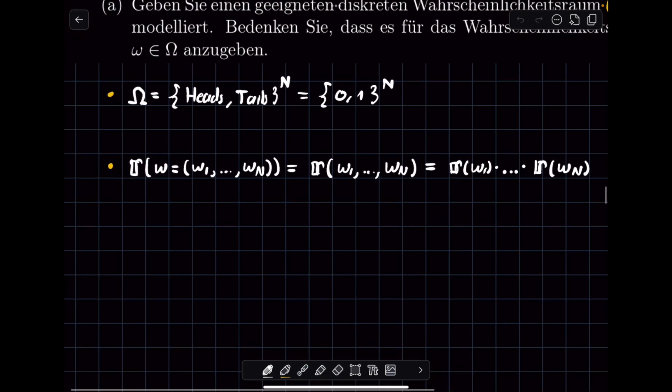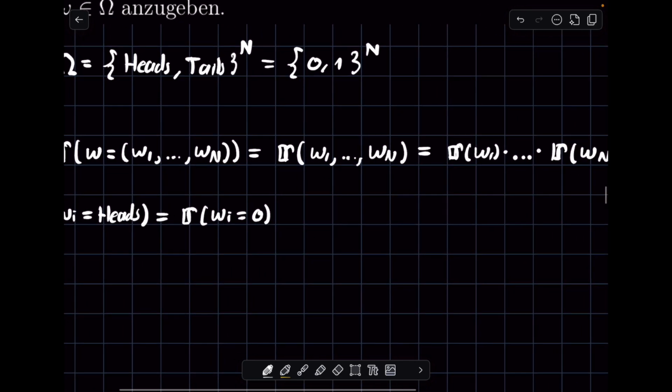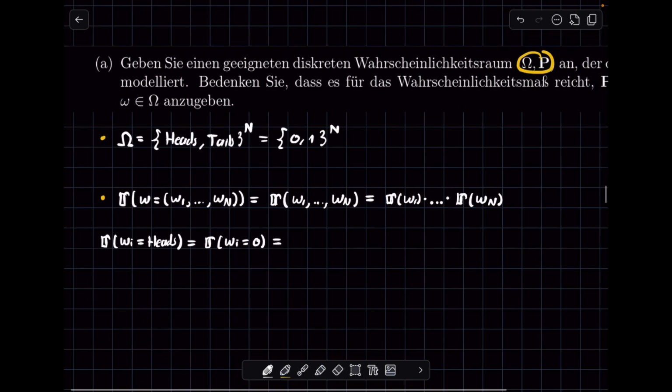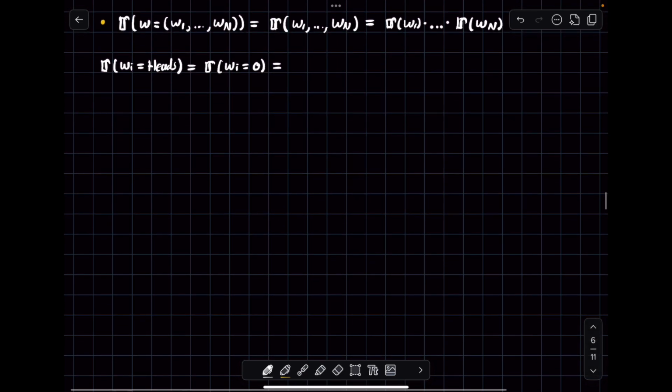We already stated that this is going to be just independent cases. So what's the probability of us getting heads? The probability of us getting heads for any i is the same as saying the probability of omega i being equal to 0. So what's the probability of that? Simply put, we know that's going to be p because we already stated that this is p, from 0 to 1, for heads. So let's just write that.